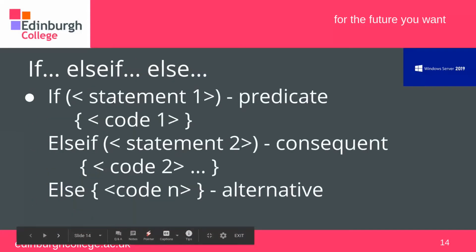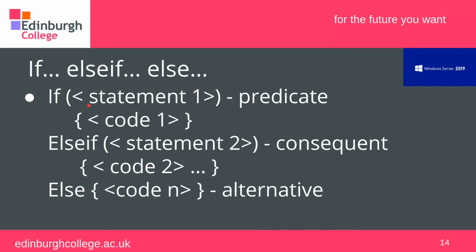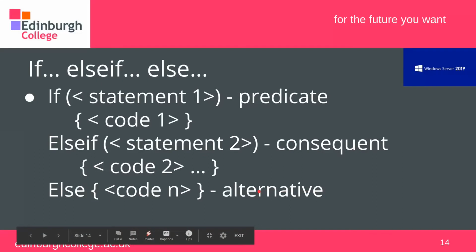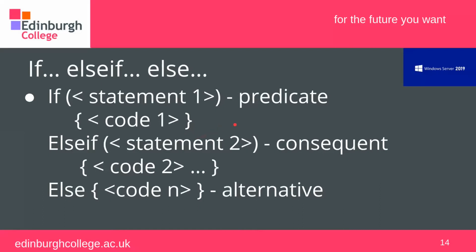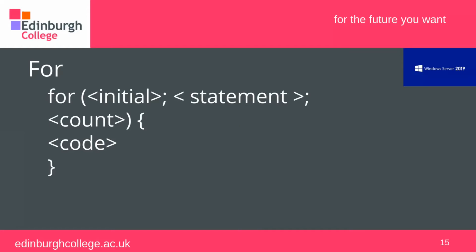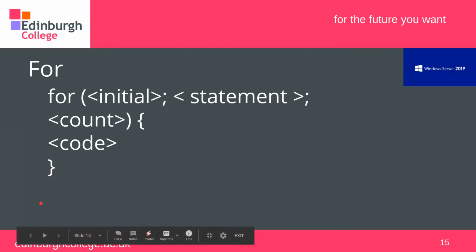We can also do conditional statements. So if statement 1 would be the predicate, some condition here, else if statement 2, else would be the alternative. Okay. Unlike Python, we have to include our code in curly braces like Java or C#. So here's a for. For we have some statement, count, and then some code, and then we end the code block with the closing curly brace.